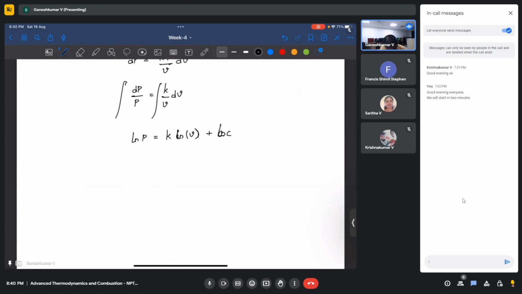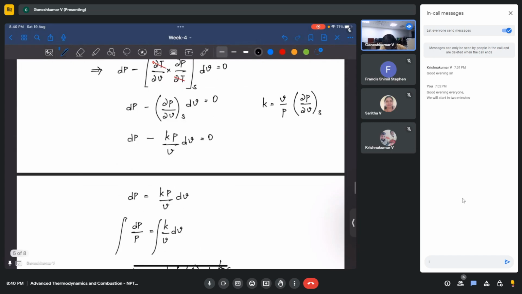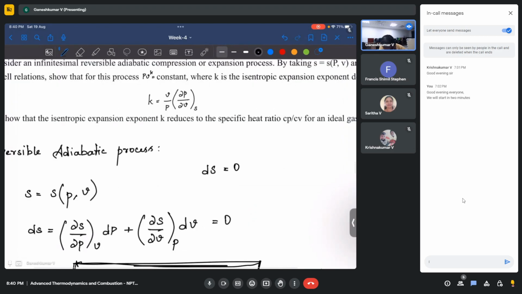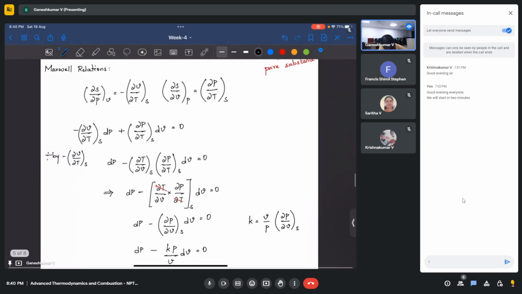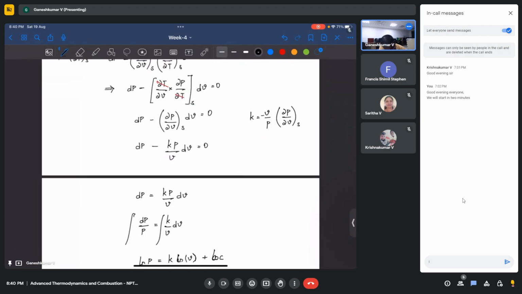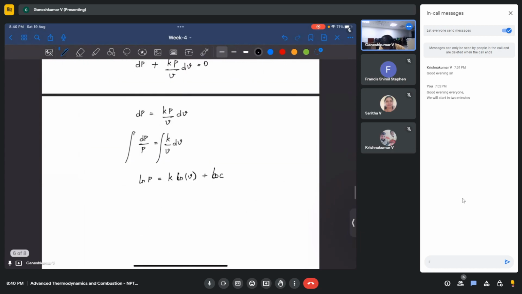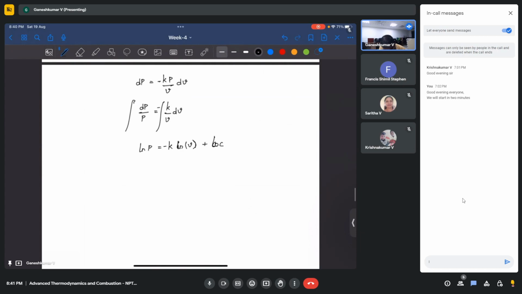Did we write it right? dP by P. Oh, there's a k. Okay. So actually there is a minus here. I missed it. So if that is the case, we will have another minus here, and if that is the case, we will have plus here, and then we will have minus here. So then here also we will have minus.